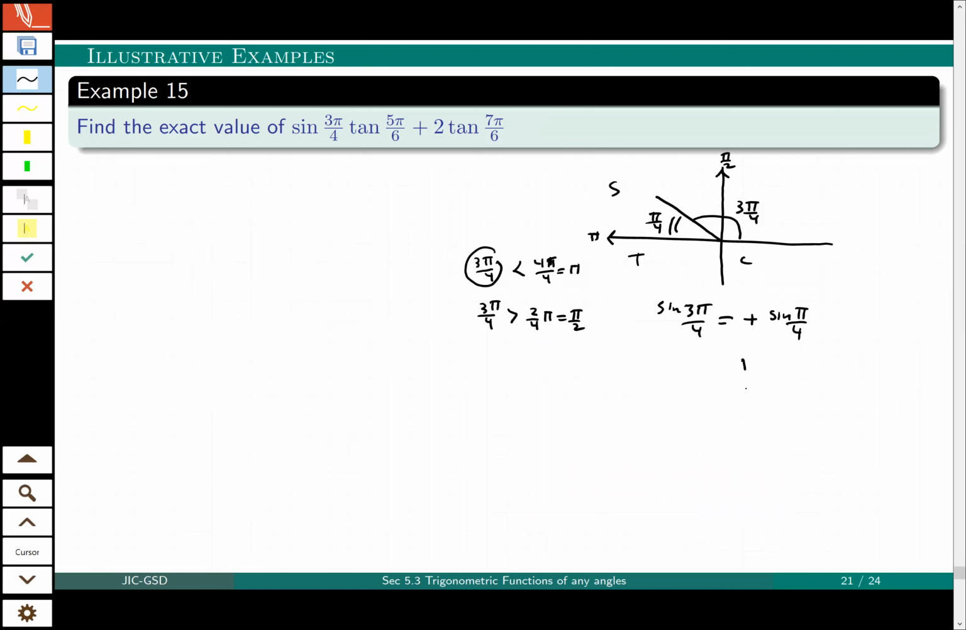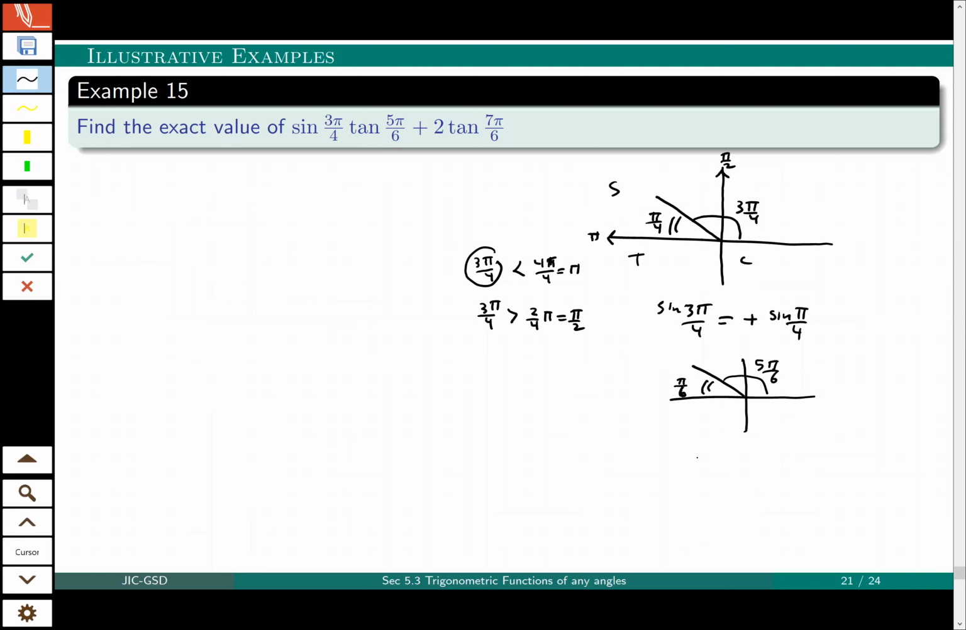Second one, I have 5 pi over 6. Guys, 5 pi over 6, again, is less than 6 pi over 6, which is pi. So this is 5 pi over 6. So the reference angle will be just pi over 6, because if it is 6 over 6, it will be pi.